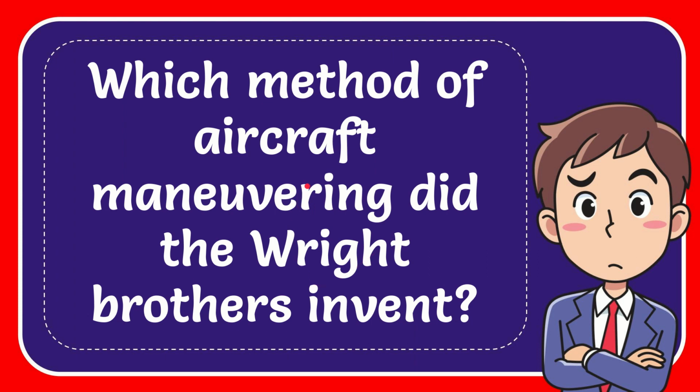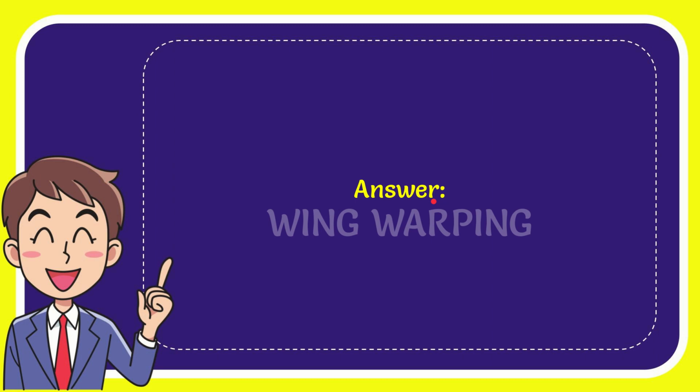In this video, I'm going to give the answer of this question. The question is, which method of aircraft maneuvering did the Wright brothers invent? Now, I'll give the answer of this question. The correct answer of the question is wing warping. Well, that is the answer of the question.